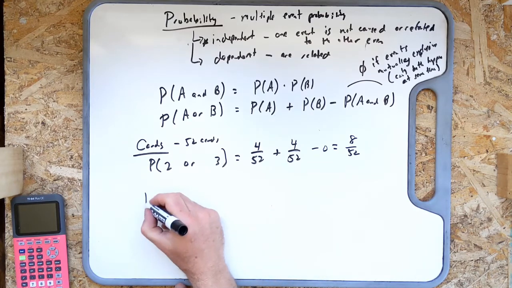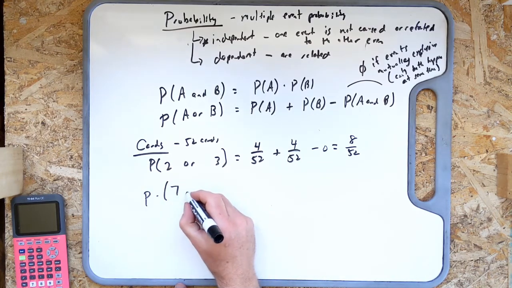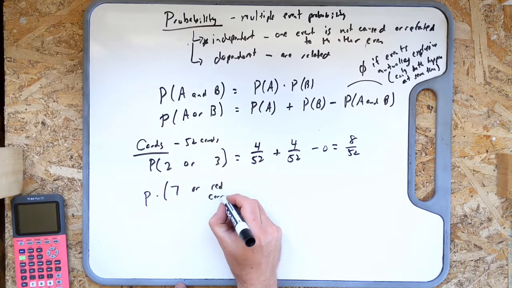Let's try another one. Probability of being dealt a 7 or a red card.